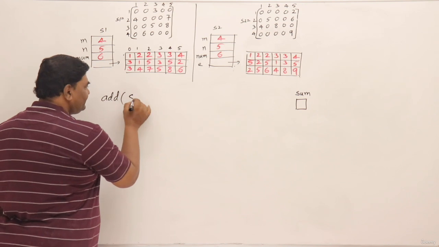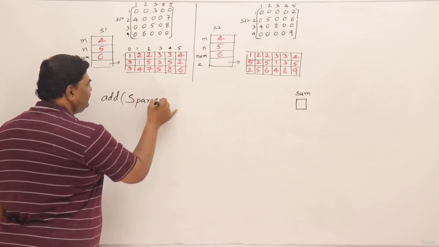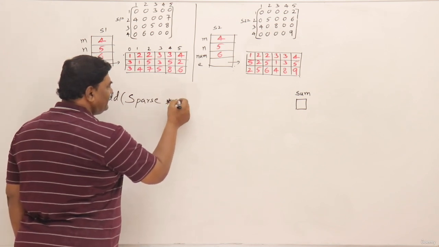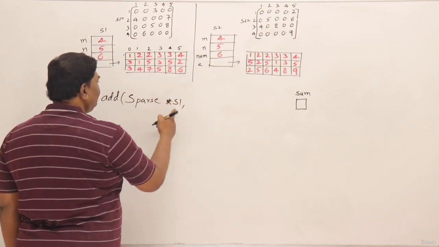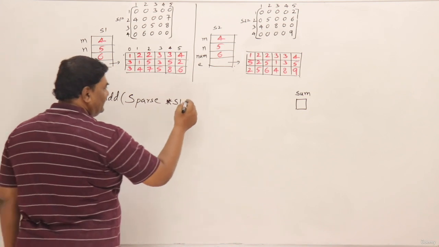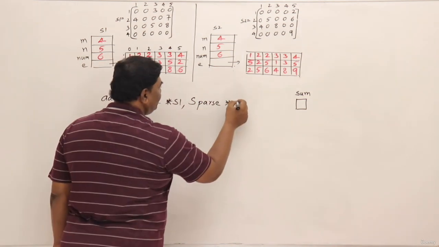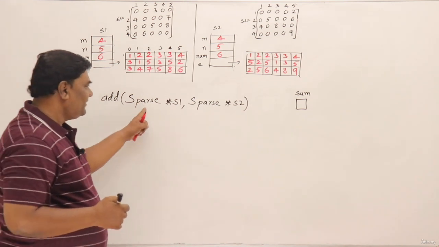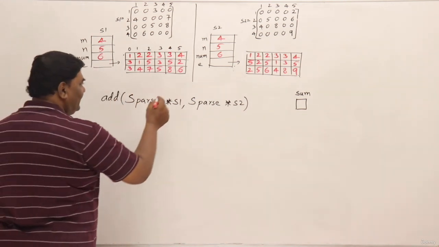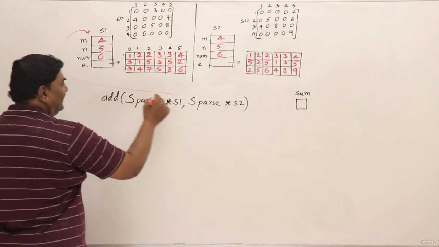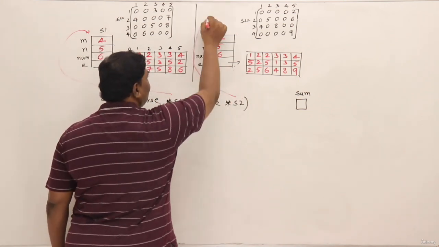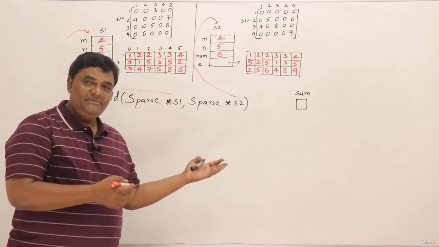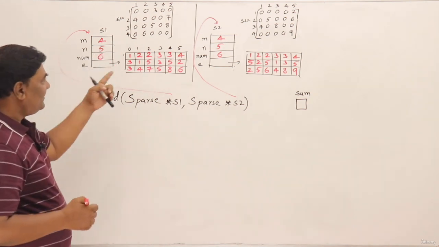So I will write sparse. Actually, I should write structure sparse, but I am just writing sparse here. Pointer S1. So this is a pointer for first matrix. Then sparse pointer S2. This is the pointer for the second matrix. Now the function is taking two pointers, S1 and S2. Let us imagine that this pointer is pointing on this one, and this pointer is pointing on this matrix. So these are present somewhere inside, let us say, main function. Now it has to add those two.